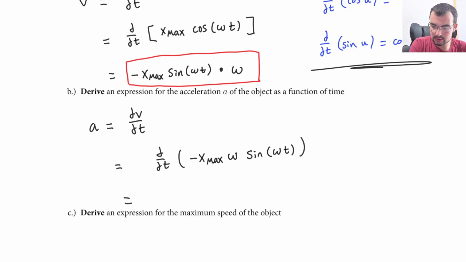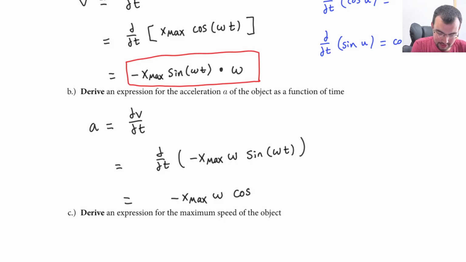And our second rule says derivative of sine is just regular cosine and then multiply by the derivative of the inside. So negative x max and omega, those are constants. They just come along for the ride. Sine becomes positive cosine. Derivative of the inside is still omega.